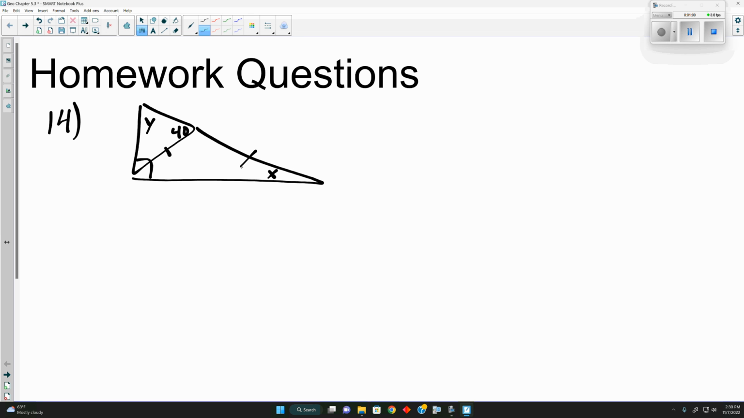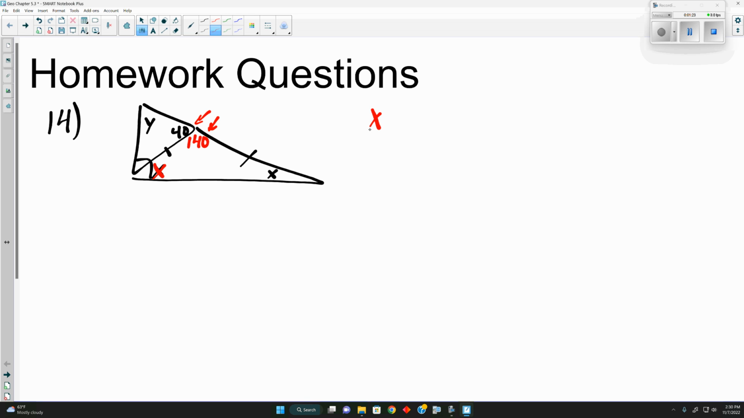I don't have that. So this is what we're given here. Now we know that these two angles are going to be the same because it's an isosceles triangle. We have two sides that are congruent. Now these two angles here are going to add up to be 180 because it makes a straight line. So this angle is 140.